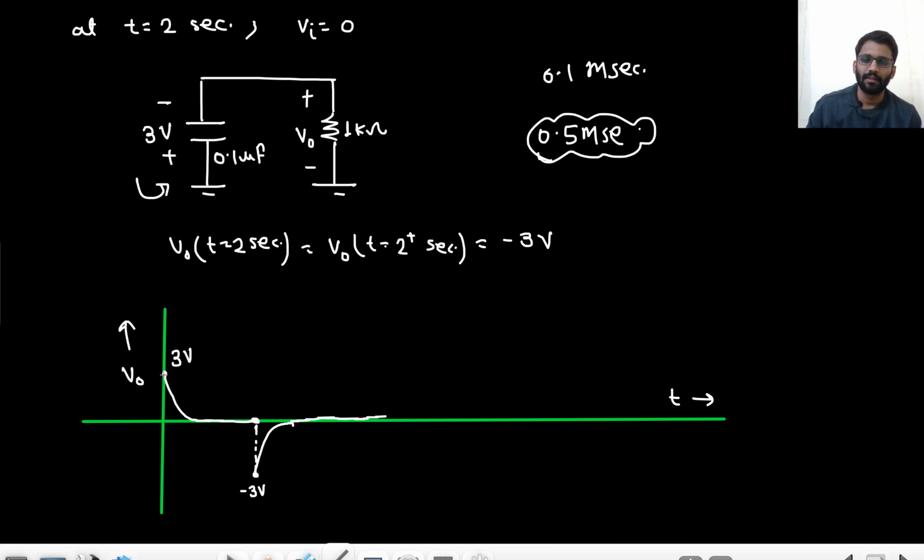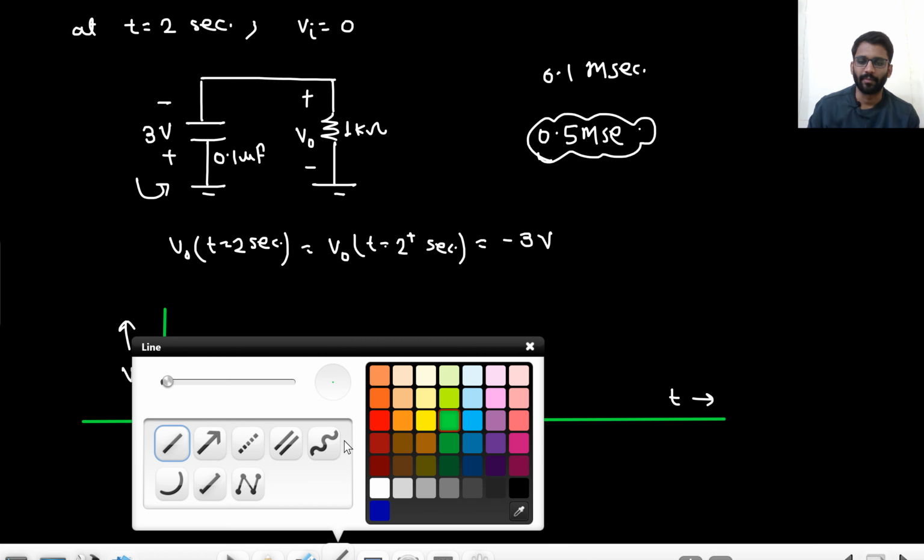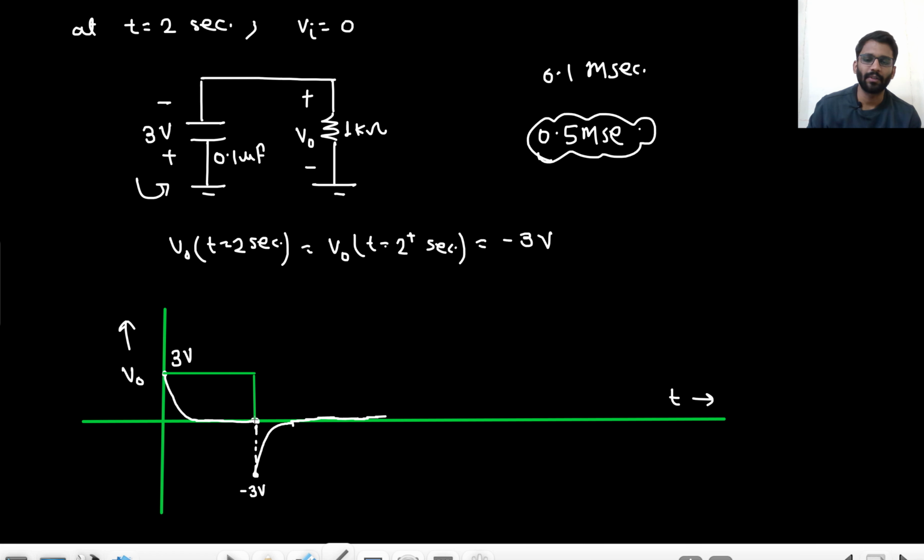If the input is something like this. Input is something like this. Okay. Now if the input goes on again here, there, then the same waveform will be repeated, right? But they have shown that the input is 3 volt, then after 2 seconds it is gone to 0. So 3 volt, discharge, then V naught minus 3 and then 0.